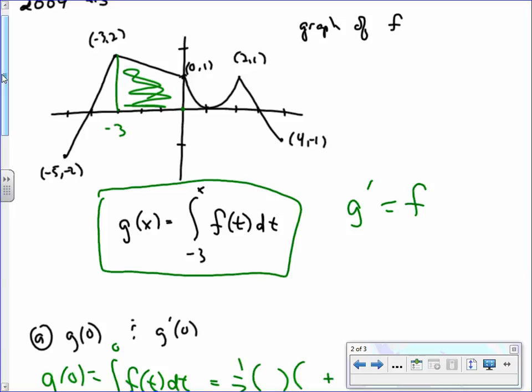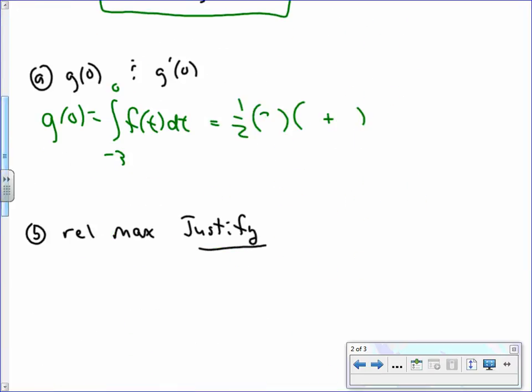The sum of the parallel bases are vertical here and here. So the distance that connects them is this, which is 3, and then it is 2 plus 1. And that is 1/2. Okay. All right, and the next thing it asks you in the same question is G prime of 0.